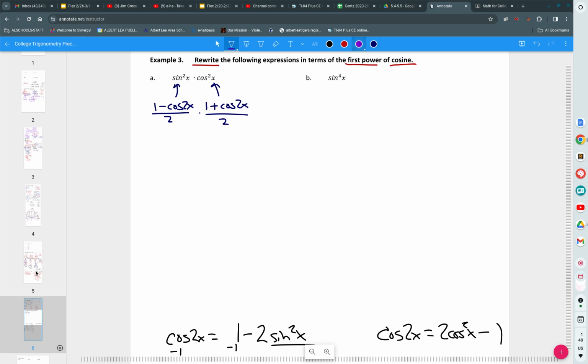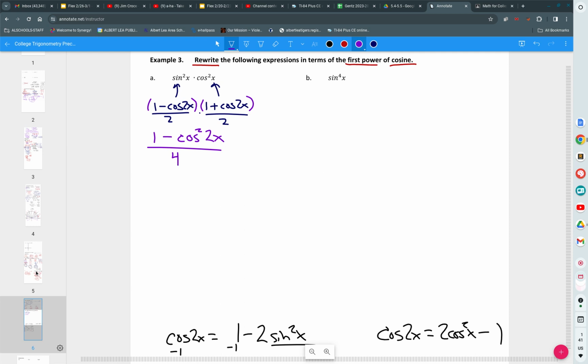So we multiply these conjugates, and we get 1 times 1 is 1. As you said, the middles will cancel, and then you get negative cosine of 2x times positive cosine of 2x. And that will give you negative cosine squared of 2x. Multiply the denominators, and you get 4.